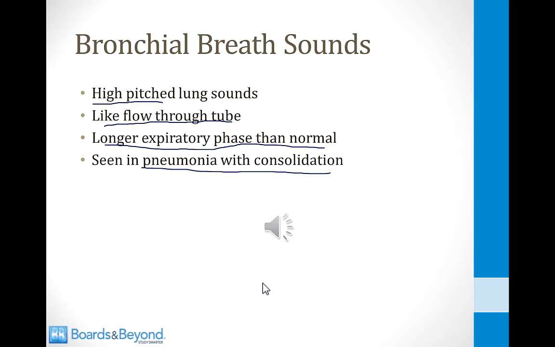Hopefully you noticed that the expiratory phase was longer in that example than in the normal example I played for you before. In addition to the expiratory phase being longer, the breath sounds were more hollow, like flow through a tube. It's sometimes hard to identify bronchial breath sounds, but you should at least notice the longer expiratory phase.